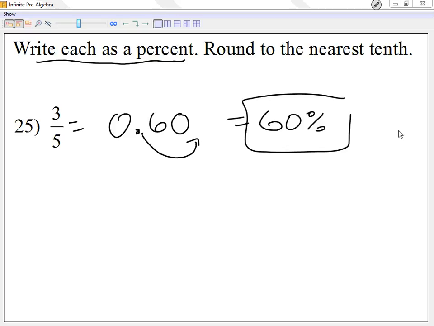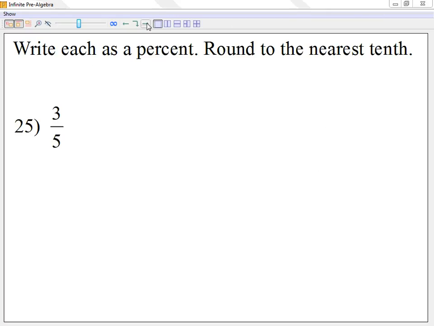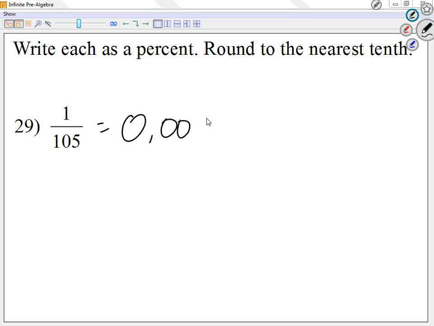No questions? Which one? 29. All right, looking at number 29, 1 divided by 105. So once again, I'm going to divide that. I'm going to get my calculator for this one. 1 divided by 105. And according to my calculator, I get 0.0095. There's some more numbers, but I'm going to stop it right there.